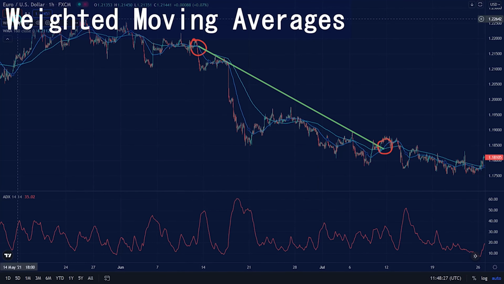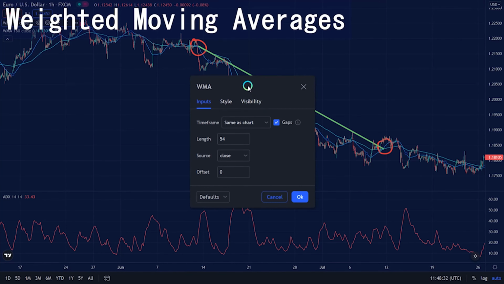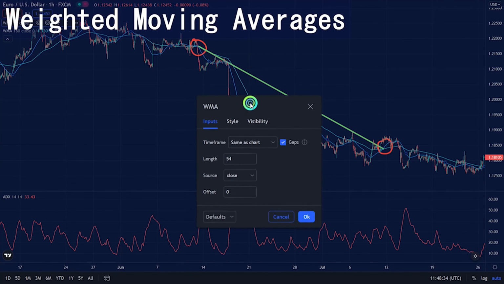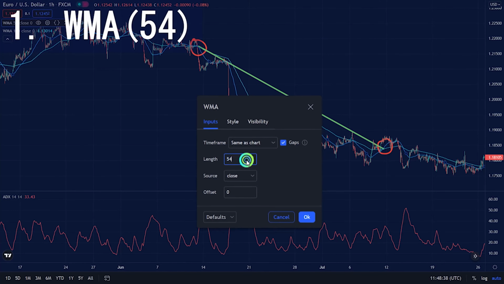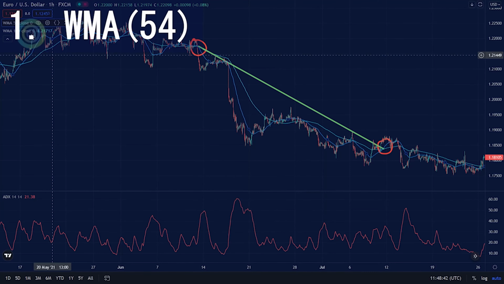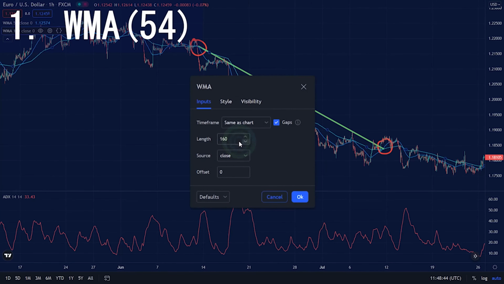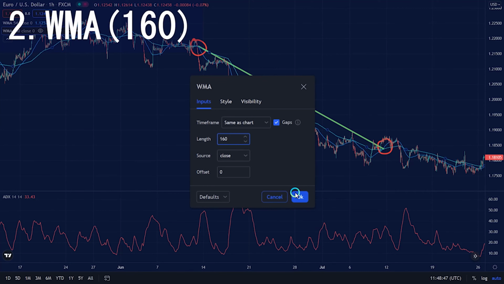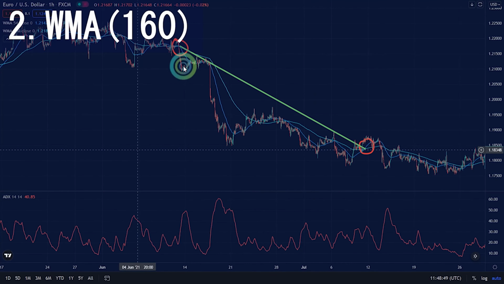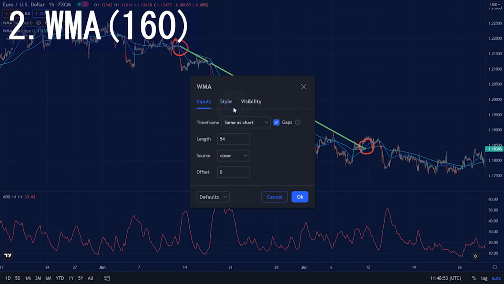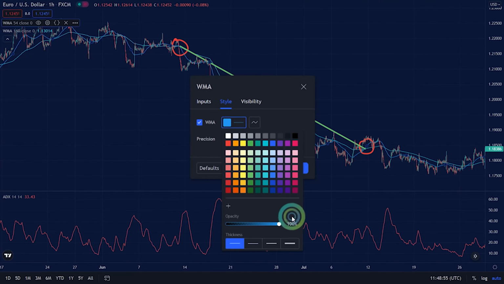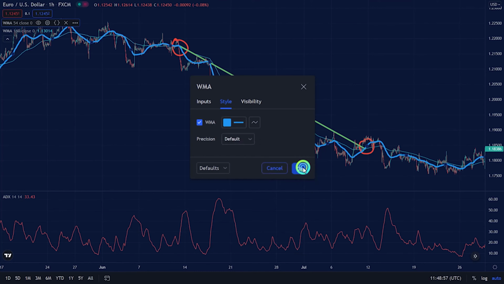What are the sell entry rules? We will need two weighted moving averages. The first weighted moving average is a 54 one, and the second WMA is a 161. Now, if you take a look at it, I will just make it a little bit wider so you can actually see it.